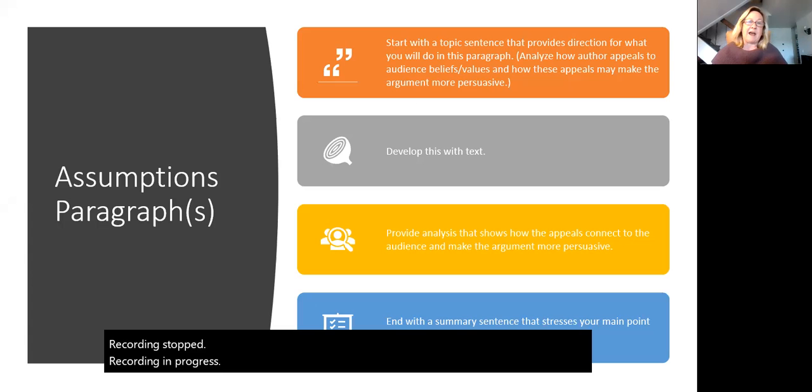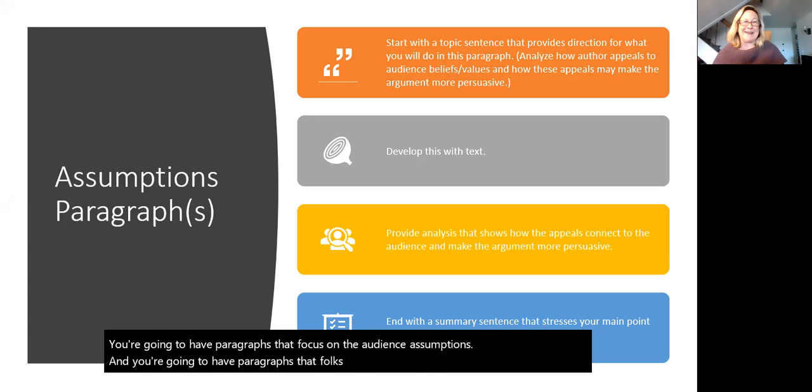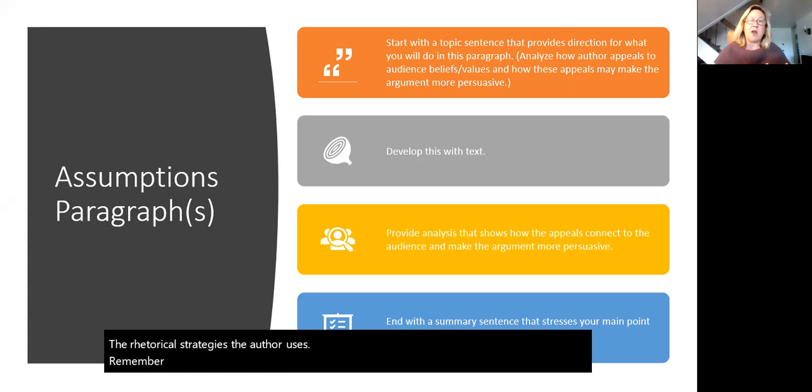You are going to have two types of body paragraphs. You're going to have paragraphs that focus on the audience assumptions, and you're going to have paragraphs that focus on the rhetorical strategies the author uses. Remember, rhetorical strategies are not ethos, pathos, and logos. They're things like exemplification, cause and effect, compare and contrast.